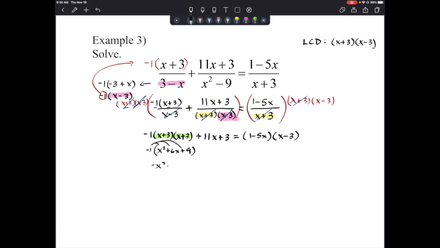We have negative x squared minus 6x minus 9 plus an 11x plus 3 is equal to, and then we need to FOIL this out. So we have 1 times x is x, 1 times negative 3 is negative 3, negative 5x times x would be a negative 5x squared, and then we'd have plus 15x. So when we simplify that part of it, negative 5x squared plus 16x minus 3. On the left side, when we simplify that one, we should have a negative x squared plus 5x minus 6.